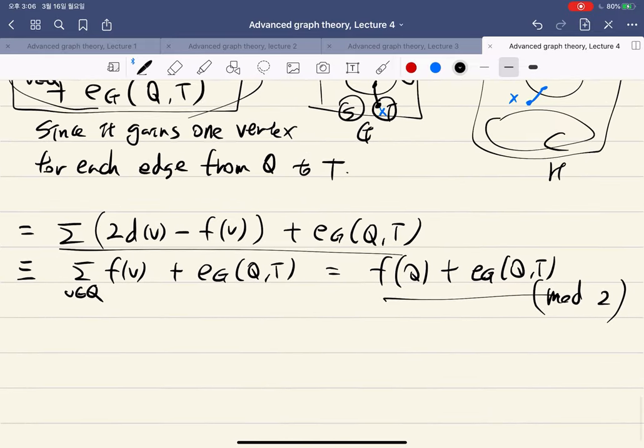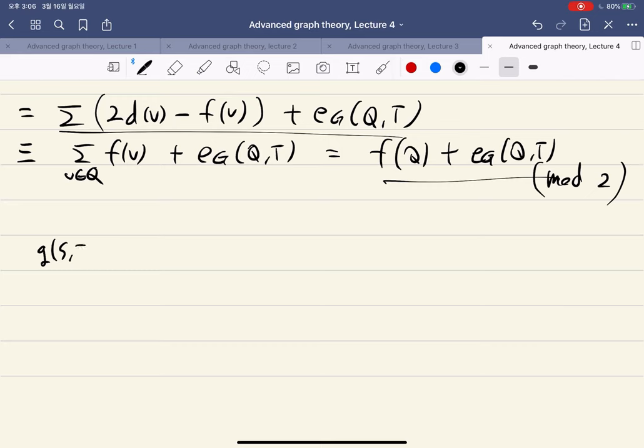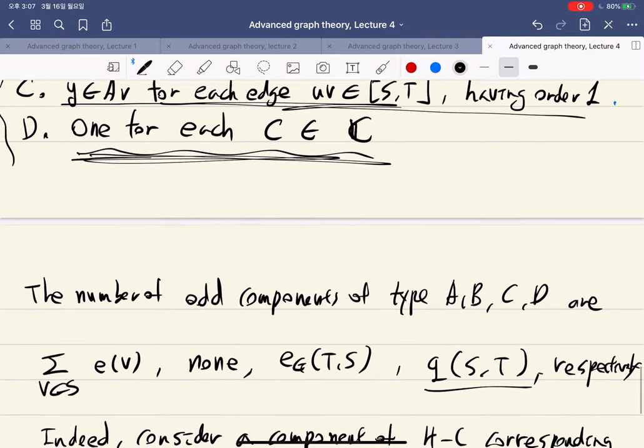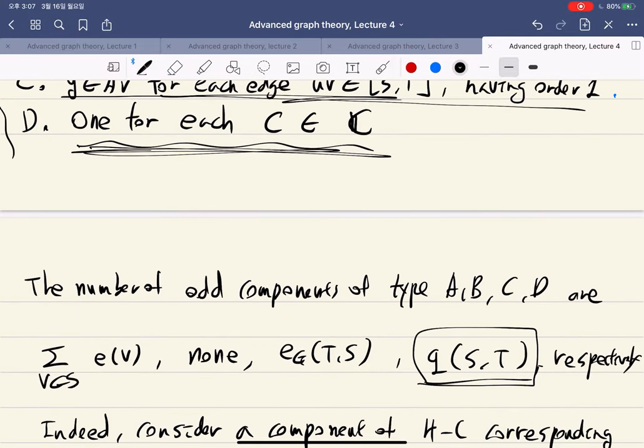But by definition, QST is the number of components where this number is odd. So this shows that QST indeed counts the odd components of type D.